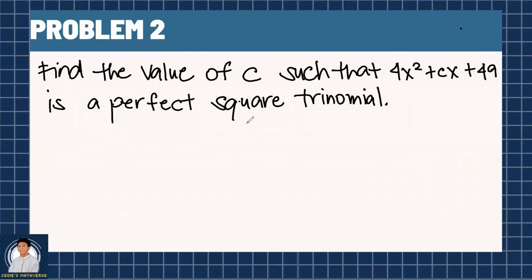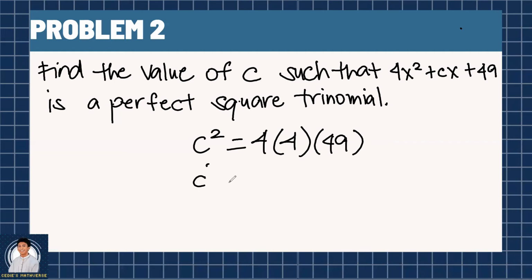Alright, here's problem 2. Find the value of c such that 4x squared plus cx plus 49 is a perfect square trinomial. We will do the usual thing. We have b squared equals 4ac, which means that b equals c. So we have c squared equals 4 times the a, the quadratic coefficient, 4. Then we have c, which is 49. Then we simplify it. So we get 784 as the right-hand side.